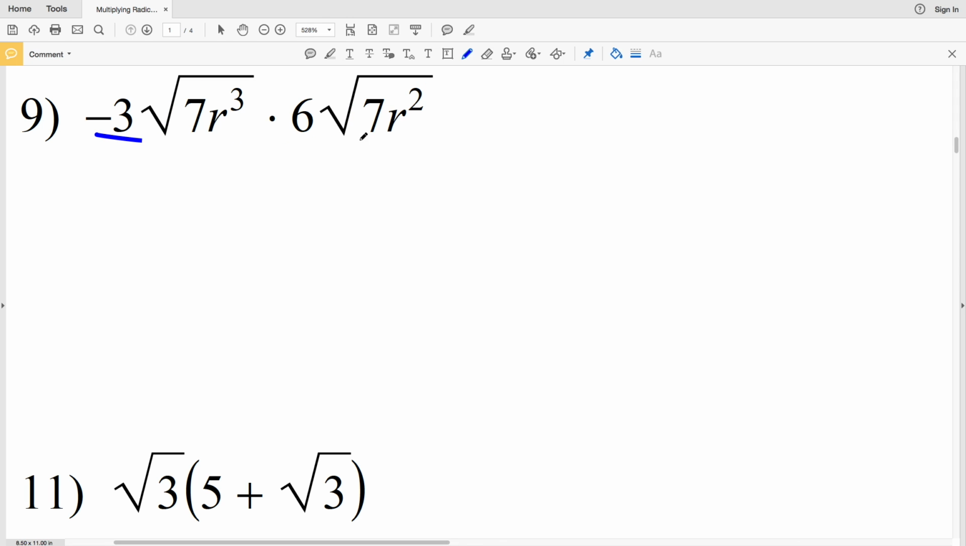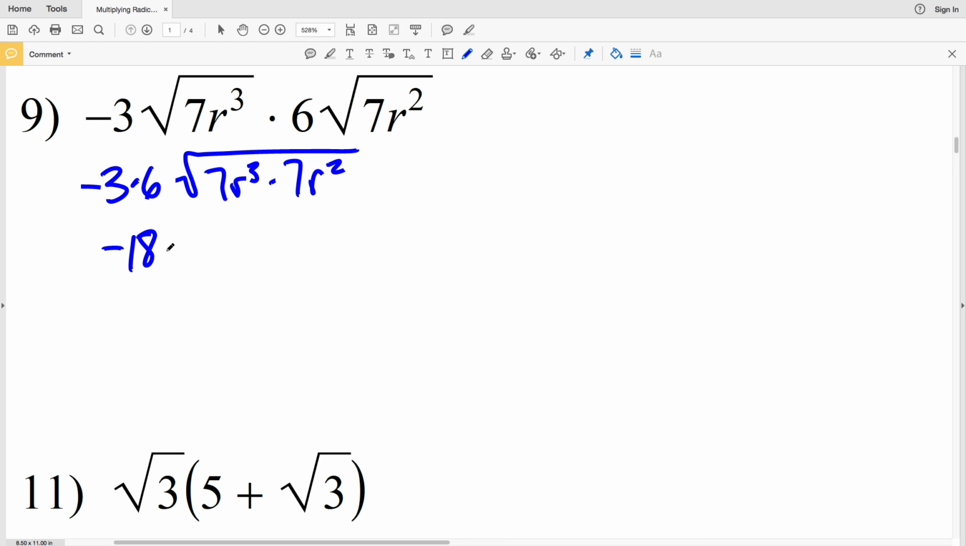within the radical. So I'll rewrite this as negative 3 times 6 times the square root of 7r cubed times 7r squared. Negative 3 times 6 is negative 18, and that'll be multiplied to the square root of 7 squared, because 7 times 7 is 7 squared, and then times r cubed times r squared will be r to the fifth.